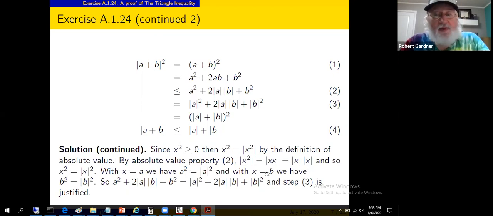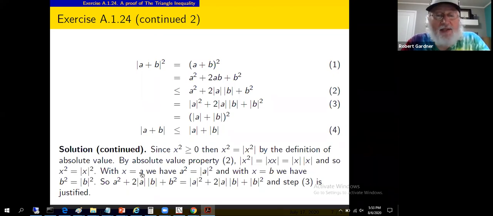Absolute value property number 2, the absolute value of the product is equal to the product of the absolute values. So we can say that x squared equals the absolute value of x squared, which in turn equals the absolute value of x times itself. That is the absolute value of x squared. So we can draw that conclusion.